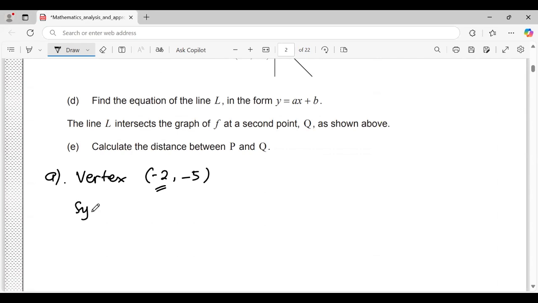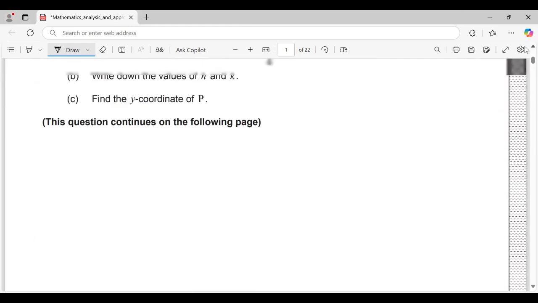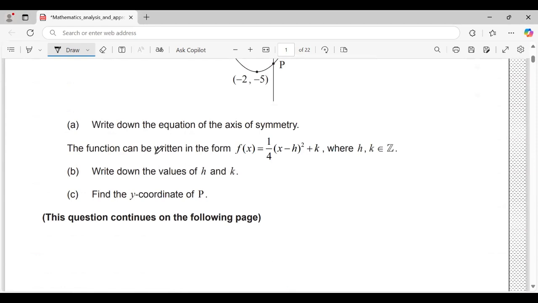So the symmetry equation, x equals minus 2. This is the symmetry equation. Next, B. The function can be written in the form of f(x) equals 1/4 (x minus h) squared plus k. Write down the values of h and k.